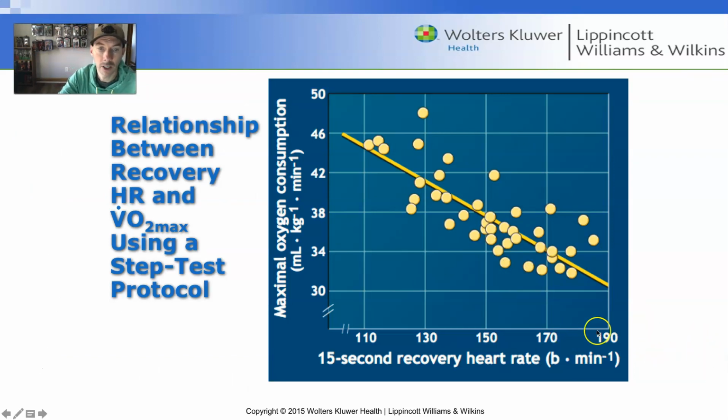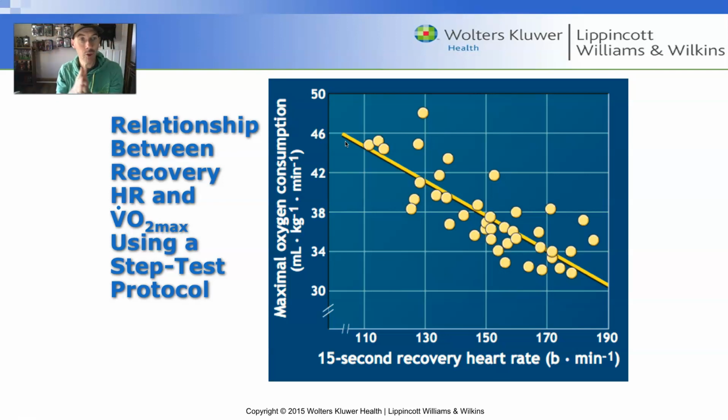And another thing that we'll do with submax testing, and you'll see this in the step test that we're going to do in the lab, is we might measure their recovery heart rate, right? So the faster your heart rate drops down after exercise, the more fit you are, okay? And that's what this is showing us here, that a more rapid recovery heart rate is associated with higher levels of oxygen consumption.